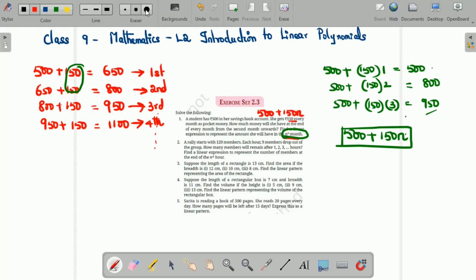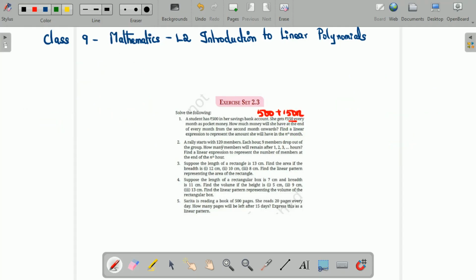Now let's take up the second question. A rally starts with 120 members. Each hour, 9 members drop out of the group. How many members will remain after 1, 2, 3 and so on hours? Find a linear expression to represent the number of members at the end of the nth hour.